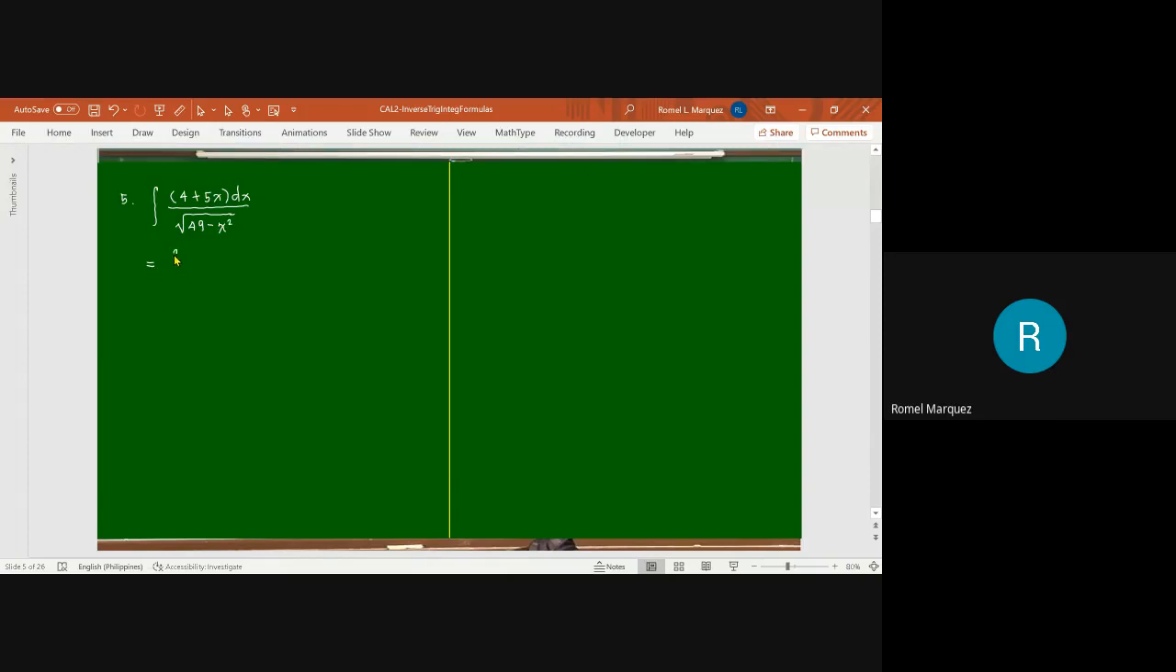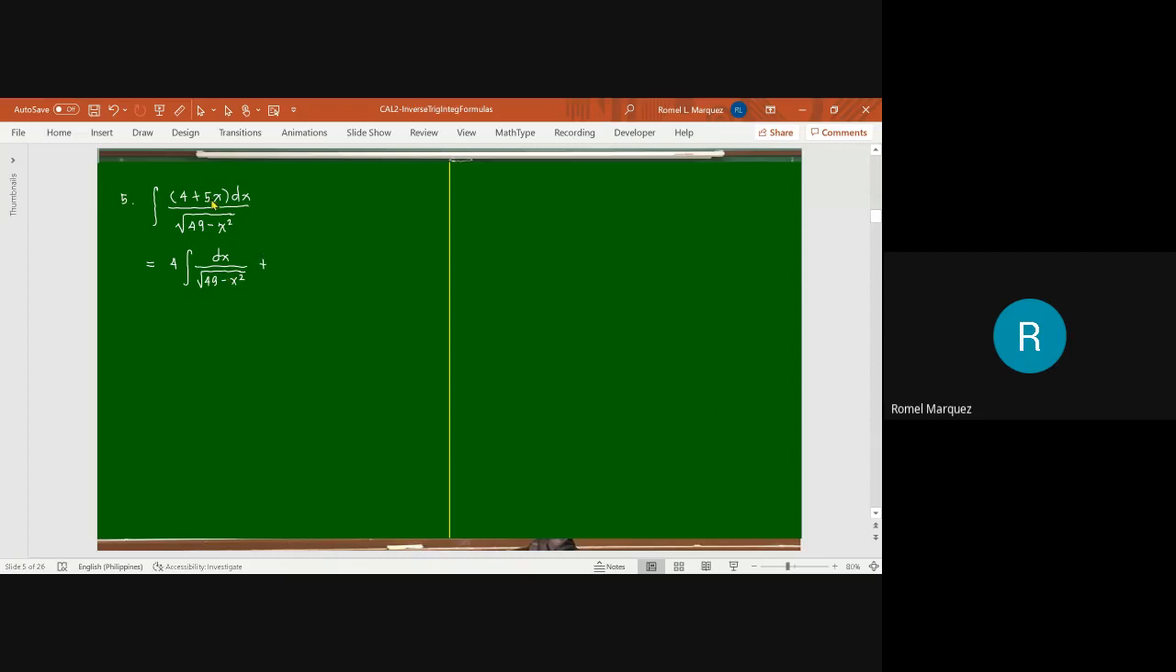So the technique is to split, okay? We need to split. The first one is 4 over this radical. The 4 we can put out because it's a constant. dx over square root of 49 minus x squared. From experience, this will lead us to inverse sine, no?